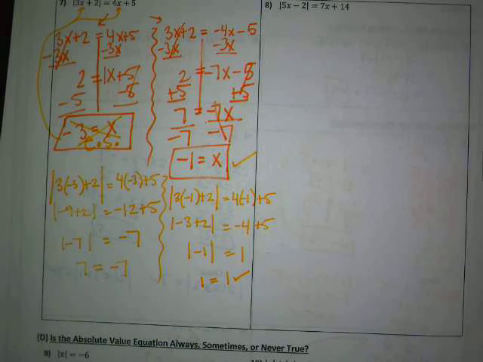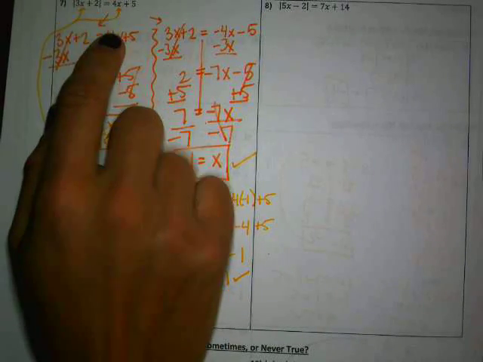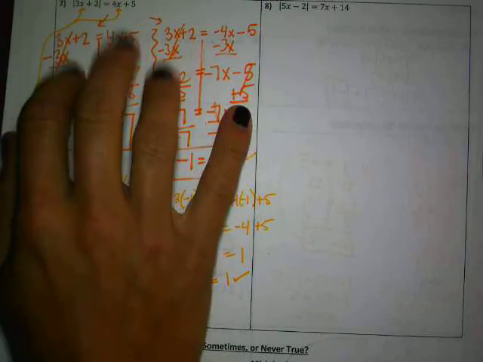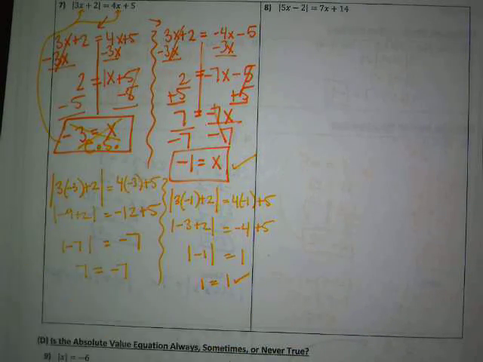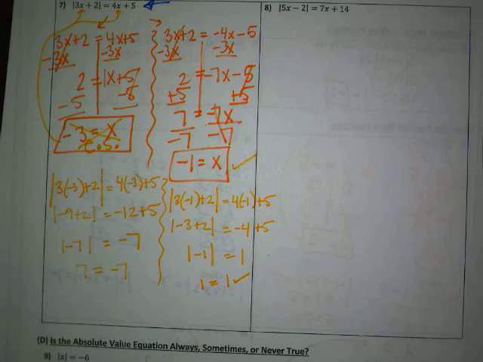To check the negative 1, you plug it into the original. Ariana asked a good question. She said, do I plug it into the positive or the negative? Neither. You plug it back in to the very original, the one with the absolute value. Don't plug it into the equation you split up. You will not be getting the right answer. You have to plug it into the equation before you split it.